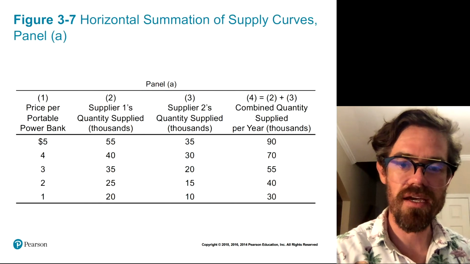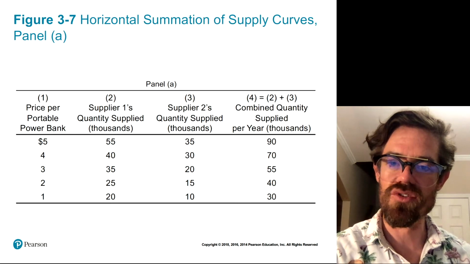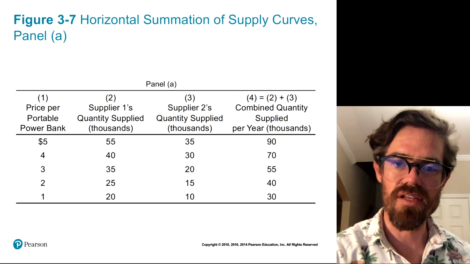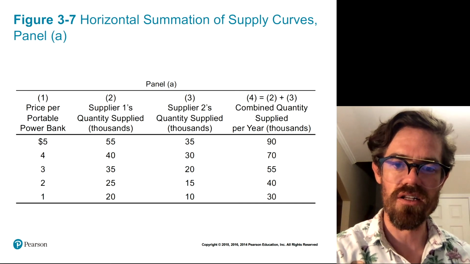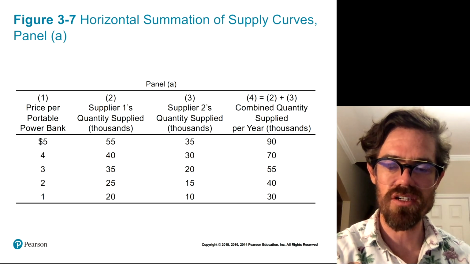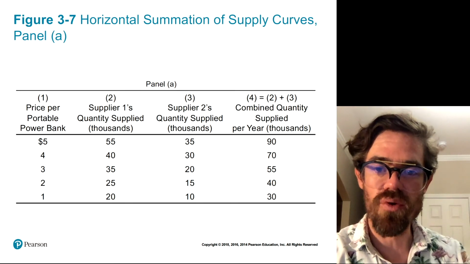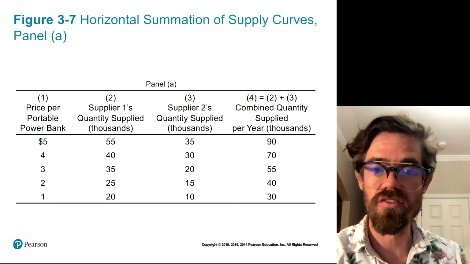And then just like with demand, we can talk about individual supply curves and market supply curves. The individuals here are not consumers or buyers, but in this case, suppliers or sellers, businesses, firms. They are the individual suppliers. So we can talk about, for example, supplier number one's supply schedule, which is in column 2, or supplier number two's supply schedule, which is column 3. And if those are the only two firms in the market, we can just add those quantities together to get the market supply, which is in column 4.